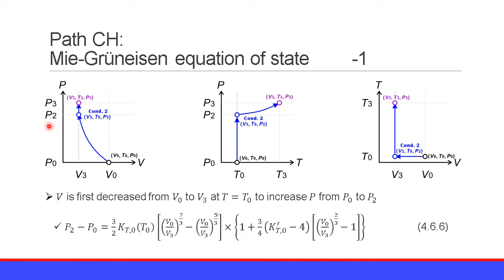So P2 is 3/2 times K_T0 at T0, the ambient temperature, times (V0/V3)^(7/3), where V3 is the volume after compression, minus (V0/V3)^(5/3), times 1 plus 3/4 times (K_T0 prime minus 4) times ((V0/V3)^(2/3) minus 1). Equation 4.6.6.